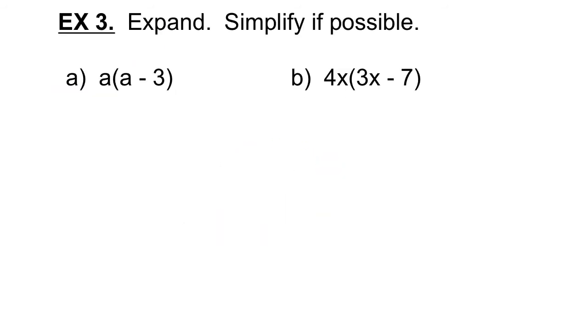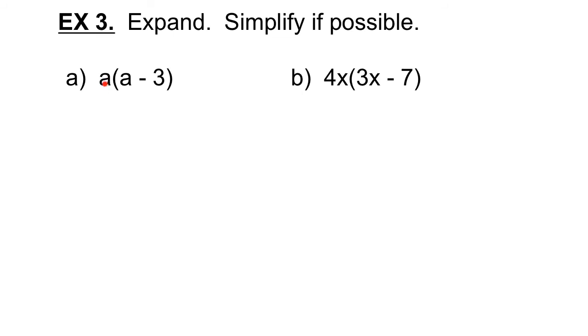So let's use the distributive property to solve these. We're going to expand and simplify if possible. So when I say expand, we're doing the distributive property to multiply out the brackets. Simplify if possible. So simplify just means combine your like terms if you have any.